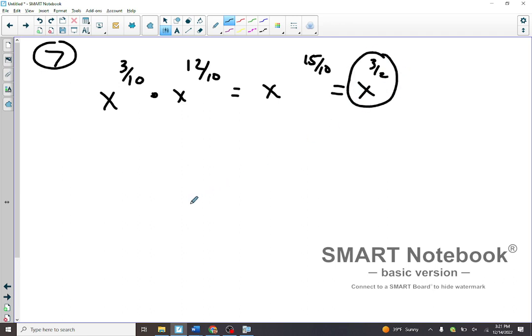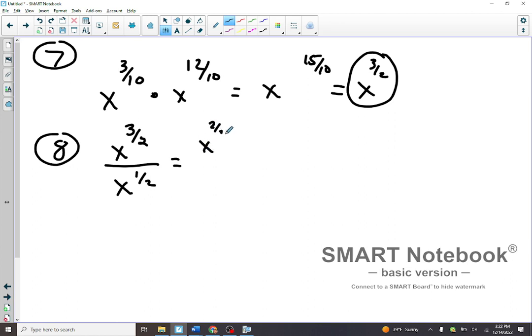Simplify if possible. What if they don't have the same base? You cannot do anything. I'm going to show you a question where they don't have the same base. Number 8: x to the 3 halves divided by x to the half. When you divide, what do you do? Subtract. X to the 2 over 2, just x.